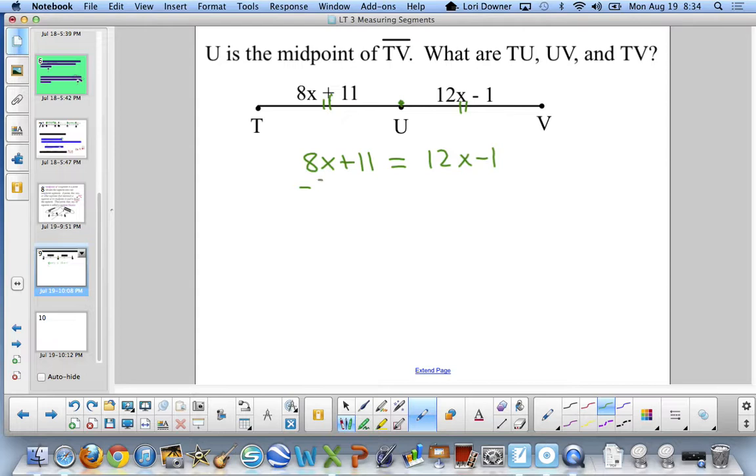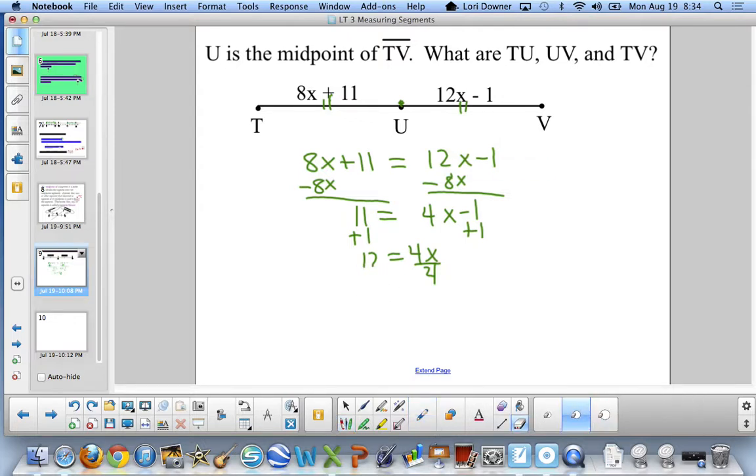Knowing that, I've got an algebraic equation. I want to get the x's on the same side. So I subtract 8x on both sides. And then I'm going to add 1. And I get 12 equals 4x. Dividing by 4 gives me 3. So 3 equals x. That helps me because I'm going to plug that back in. So I'm going to plug 3 in for x here and 3 in for x here.